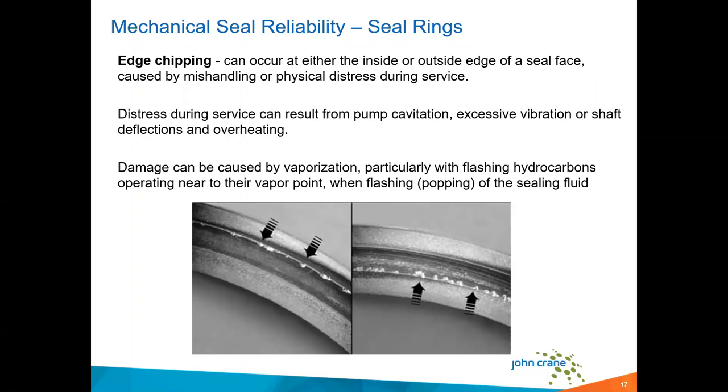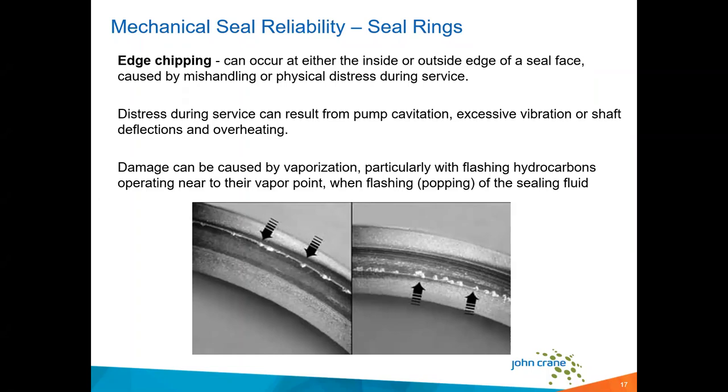particularly with flashing hydrocarbons at their vapor point. So fluids such as ethylene, for example, are going to possibly flash or pop as that seal fluid crosses the seal face. So any mechanical seals having misaligned faces. So we're talking about, this is getting into that seal and equipment relationship.